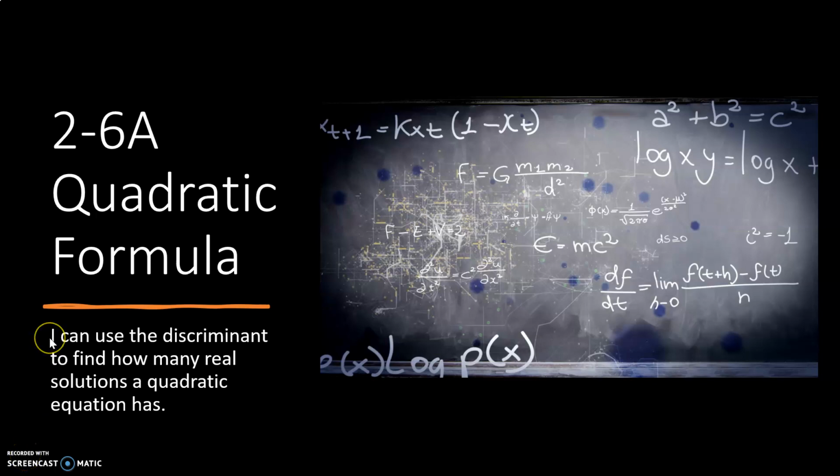Today you're going to be using the quadratic formula to find the zeros of a quadratic equation. The zeros are also called the y-intercept. They're also called the solutions to a quadratic equation.